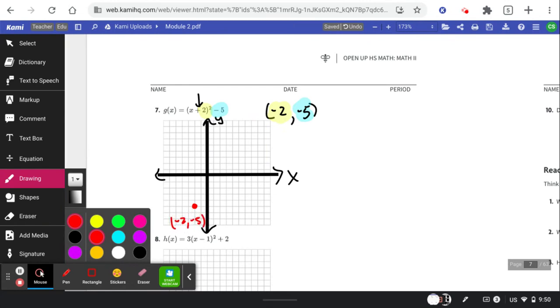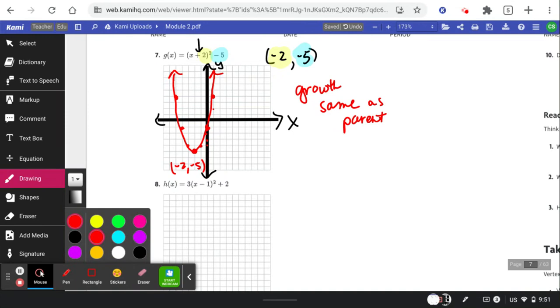From there, the growth is the same as the parent. So going out 1, up 1, because 1 squared is 1. Out 2, up 4, because 2 squared is 4. Out 3, up 9, because 3 squared is 9. Out 4, 16. See if you can fit it on your graph. Otherwise, that's good. And you're done. There's that vertex, there's that growth, the same as the parent growth.